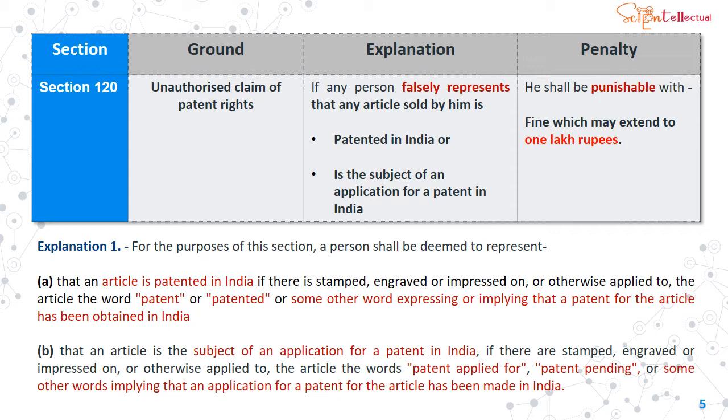Similarly, for an article that is the subject of an application for patent in India, if the words patent applied for, or patent pending, or some other words implying that an application for patent has been made in India are stamped, engraved, or impressed on, or otherwise applied to, the article, that is also not sufficient. So, it should be properly patented. Then only a person can claim that he has a patent. Otherwise, the word patent or patented or patent applied for is not sufficient to claim that he has a patent.